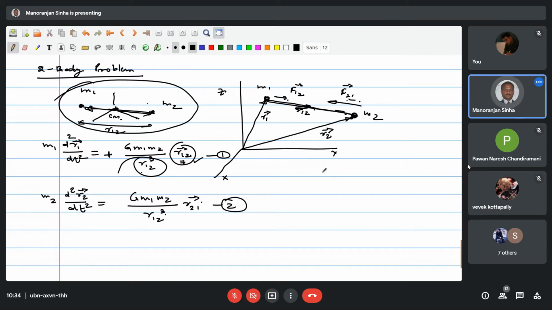What we can do, we can also study the motion of one particle with respect to the other, how it will appear, and that we can write as r2 minus r1. That is the motion of particle 2 with respect to particle 1. And nowhere are we violating Newton's second law.